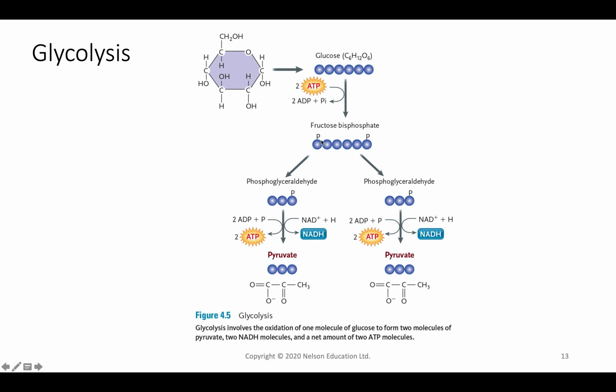From here, we're going to split that into phosphoglyceraldehyde, which then gets split in half to make pyruvate. And we're going to, at that point, also release 1 NADH here and 2 ATP. So we put 2 in, we get 2 out, and then we get 2 NADH as well. So the net gain is going to be 2 ATP molecules and 2 NADH molecules. It's really not going to be very energy efficient. But if it's all you've got, then it's better than nothing, right?